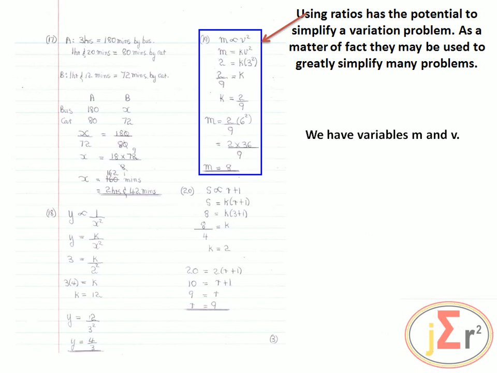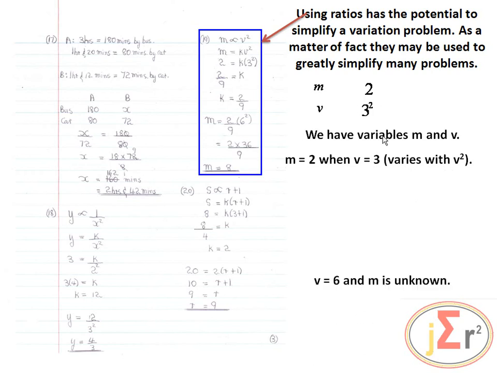We have variables m and v. M is equal to 2 when v is equal to 3. And why do we have 3 squared here? Because remember that m varies with v squared, or the square of v. So m varies with v squared, and that is why when we put the value of v, we need to square it. V is equal to 6 and m is unknown.